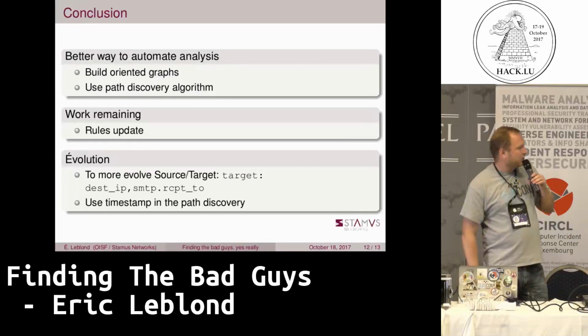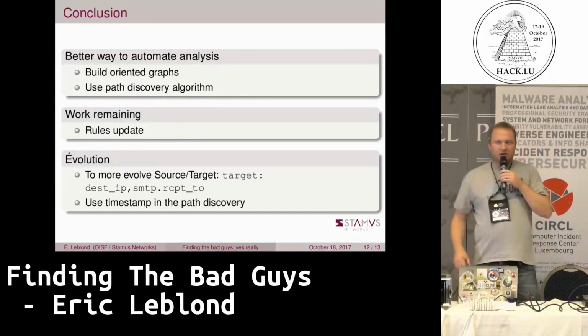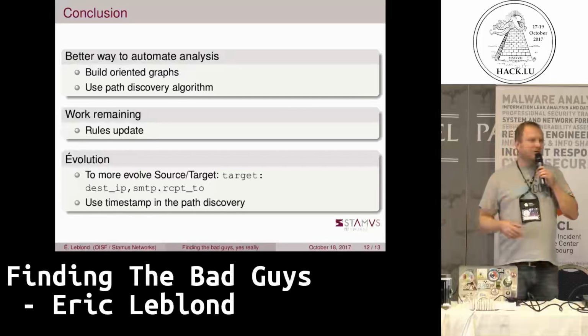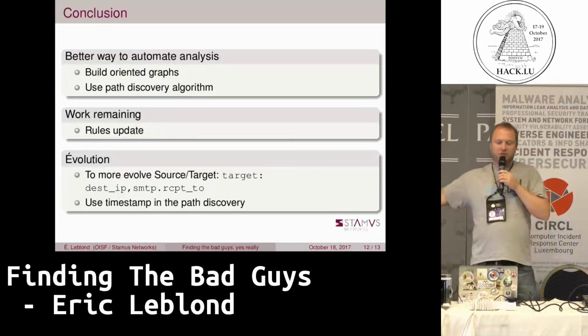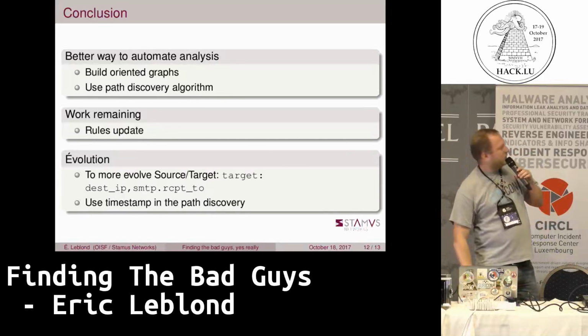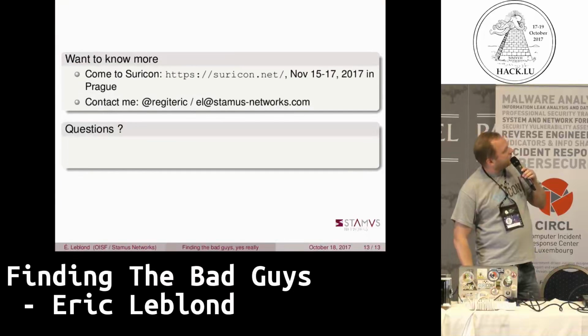An evolution is to be able to use more advanced keywords. When you get an alert on SMTP, you don't really care about the destination, which is your SMTP server. What matters is the person, the email address that has to be reached. So we will be able to evolve to that soon.